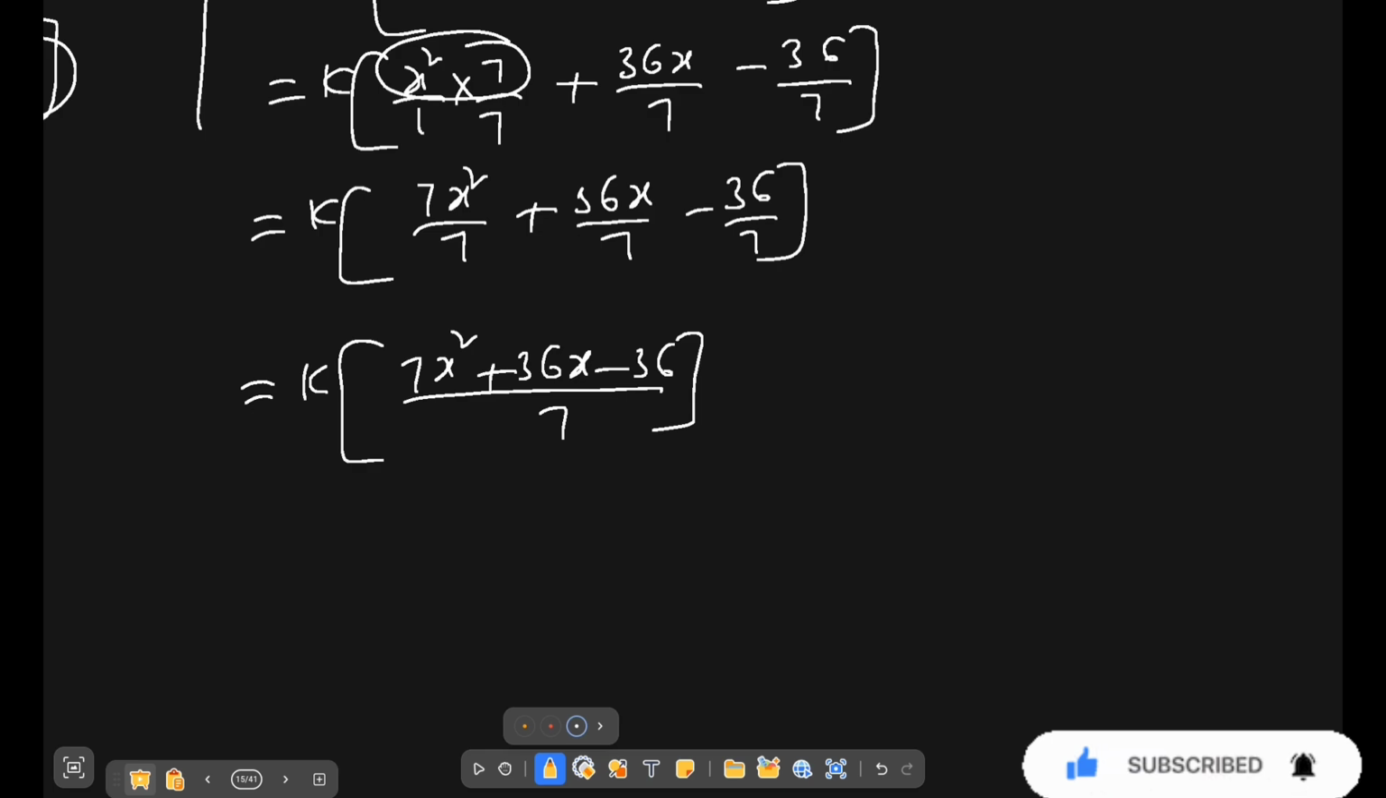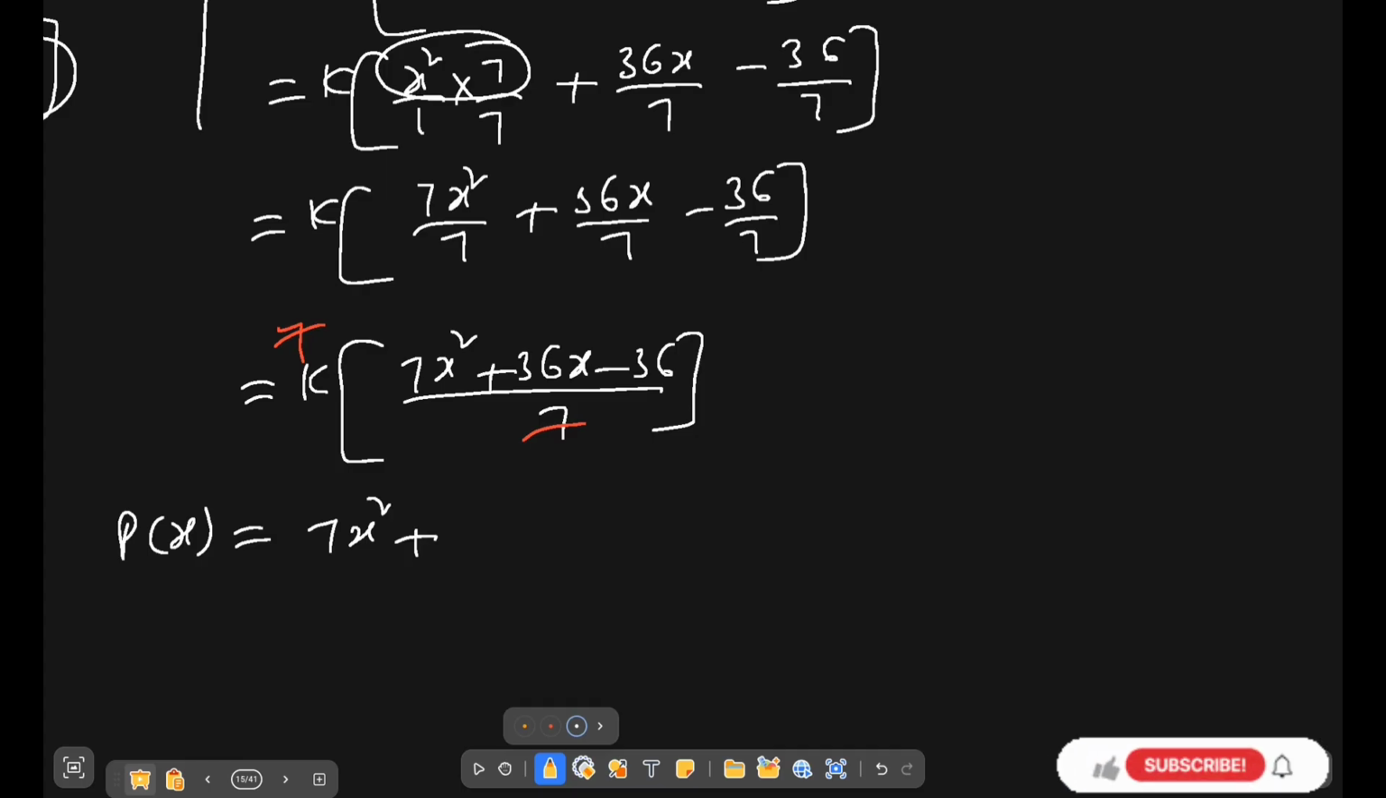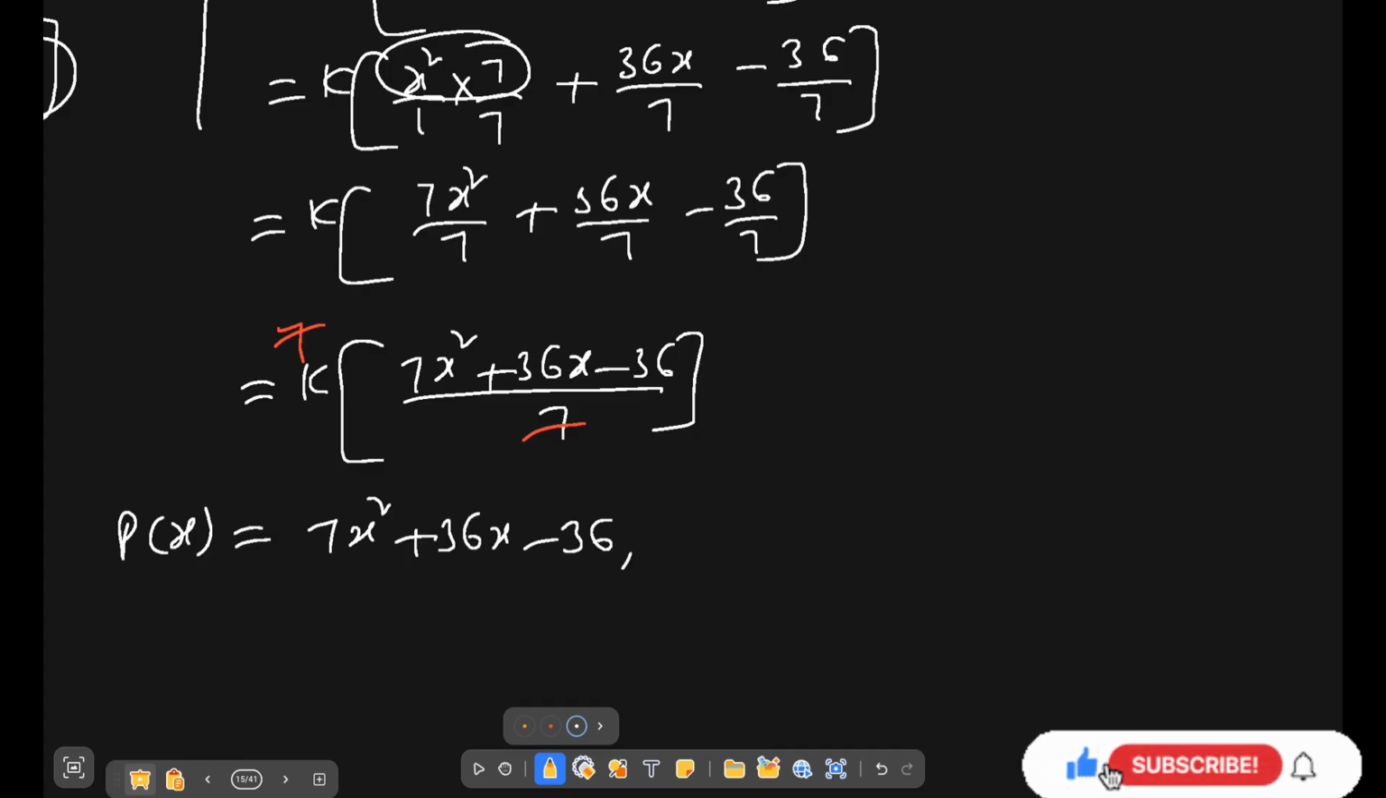Now if you take this k value 7, the 7 and 7 get cancelled. So if k value is 7, the polynomial will be 7x square plus 36x minus 36. So this is the answer for this question.